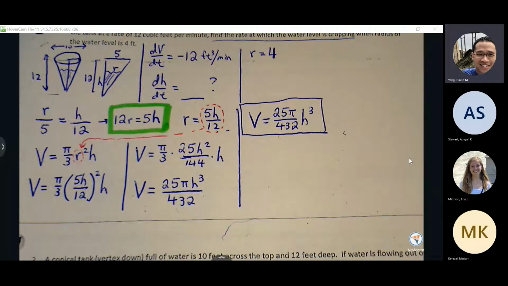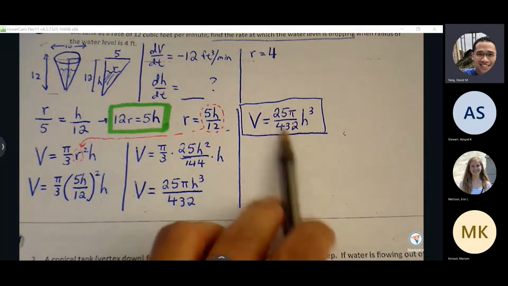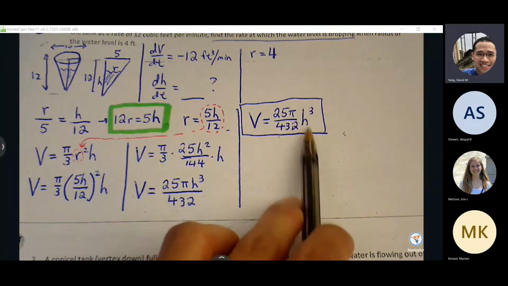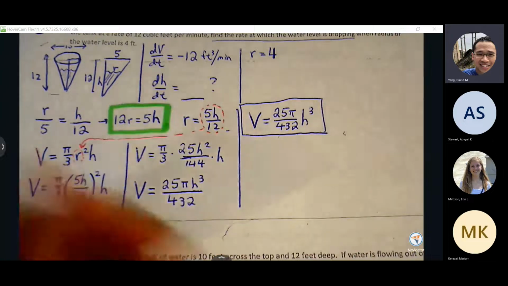Okay, so now we can find the derivative. V becomes dV/dt. The coefficient stays, and then the h cubed becomes 3h squared, and we attach that dh/dt.